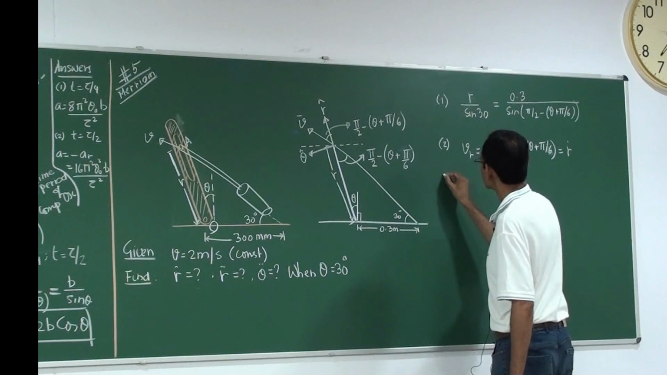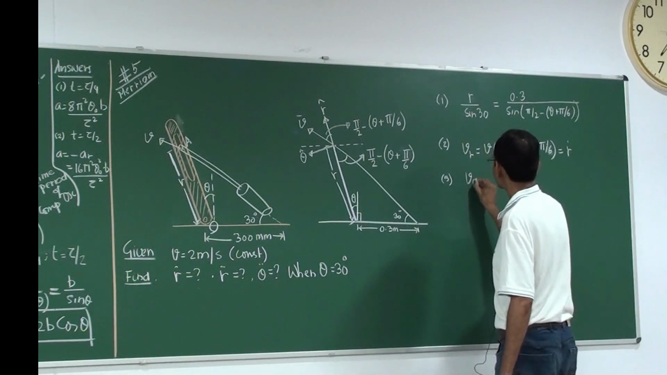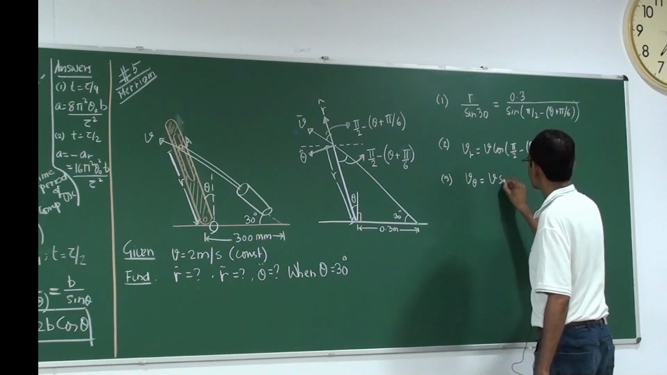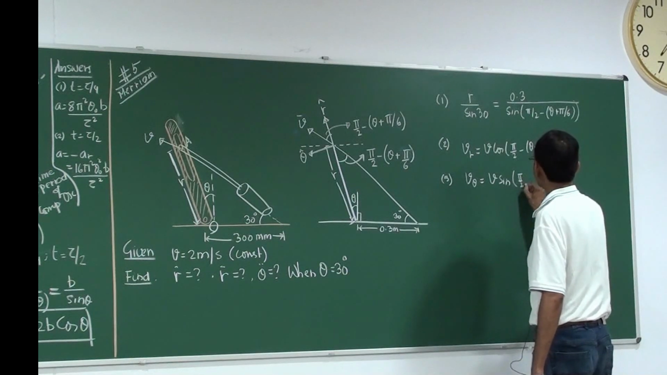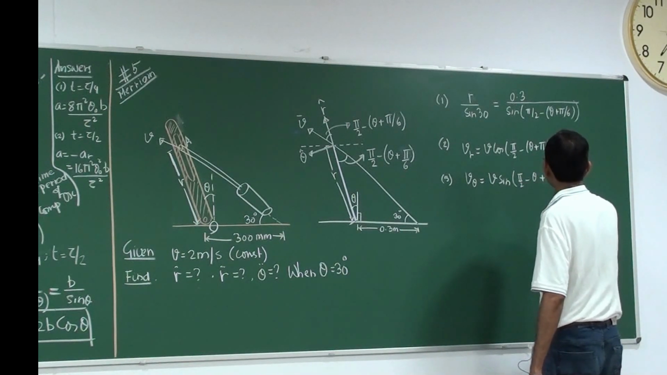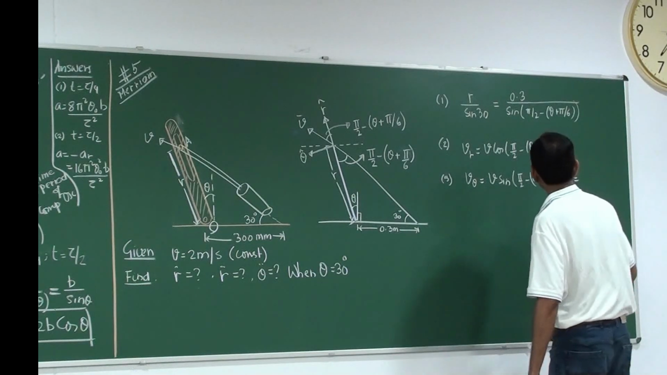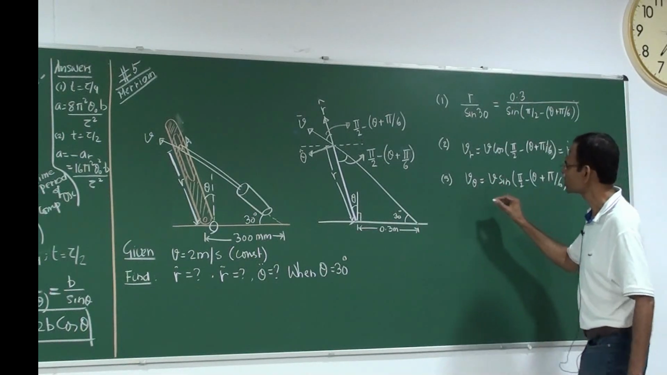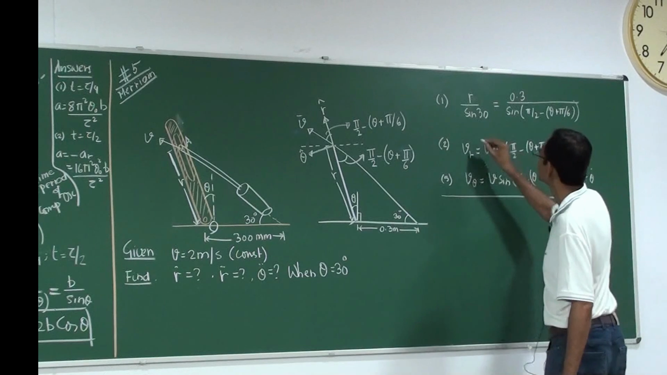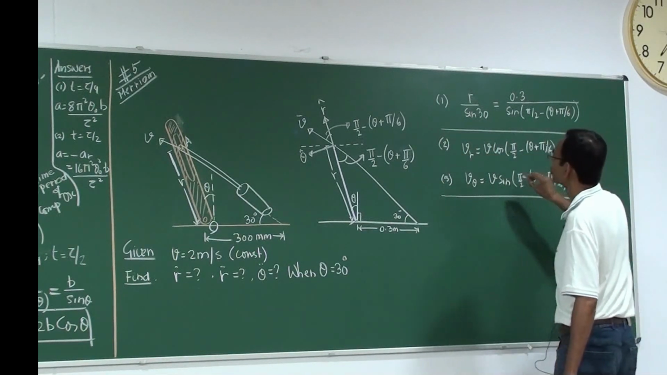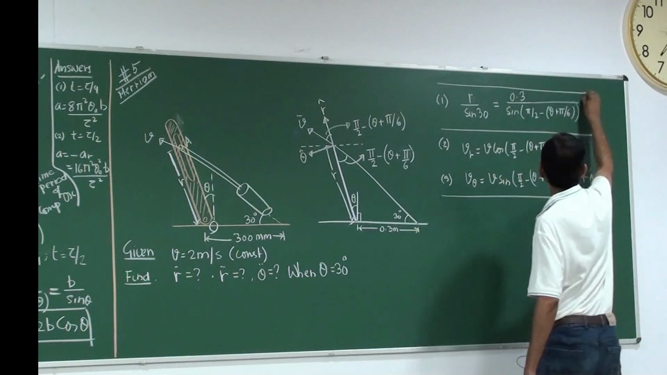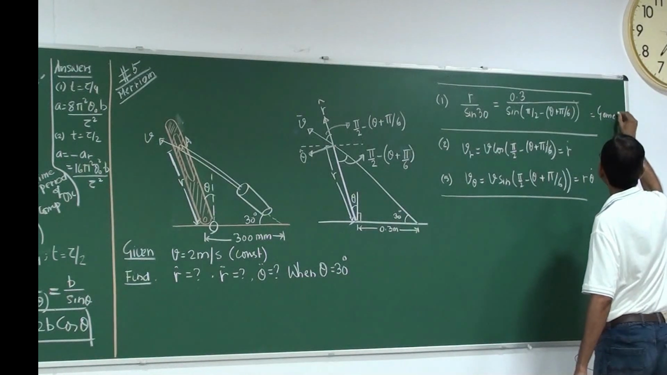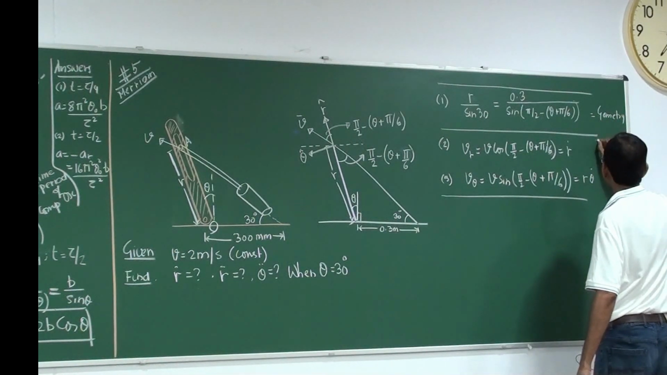Second equation. Third equation you get is V of theta. V of theta will be V sine pi by 2 minus theta plus pi by 6, that is equal to r theta dot. That is your third equation. These two equations are relating to velocity. So this is from your geometry, the first one from your geometry. This is from your velocity.